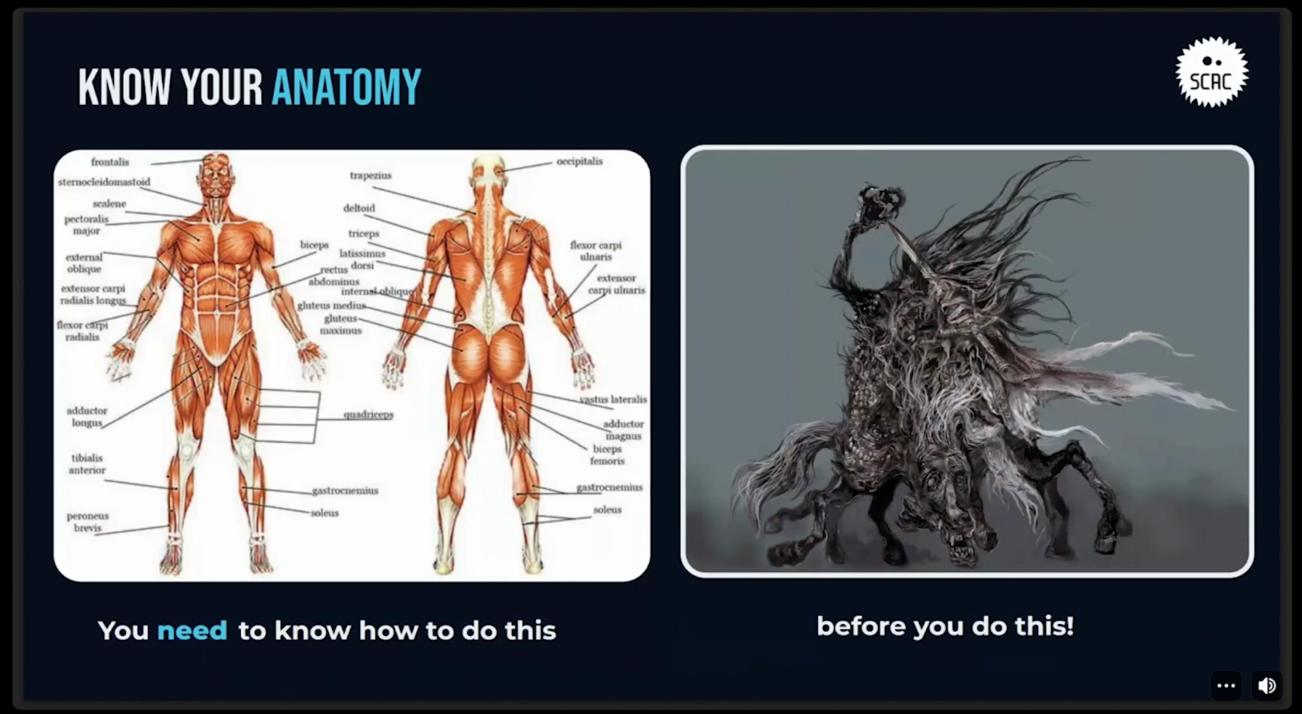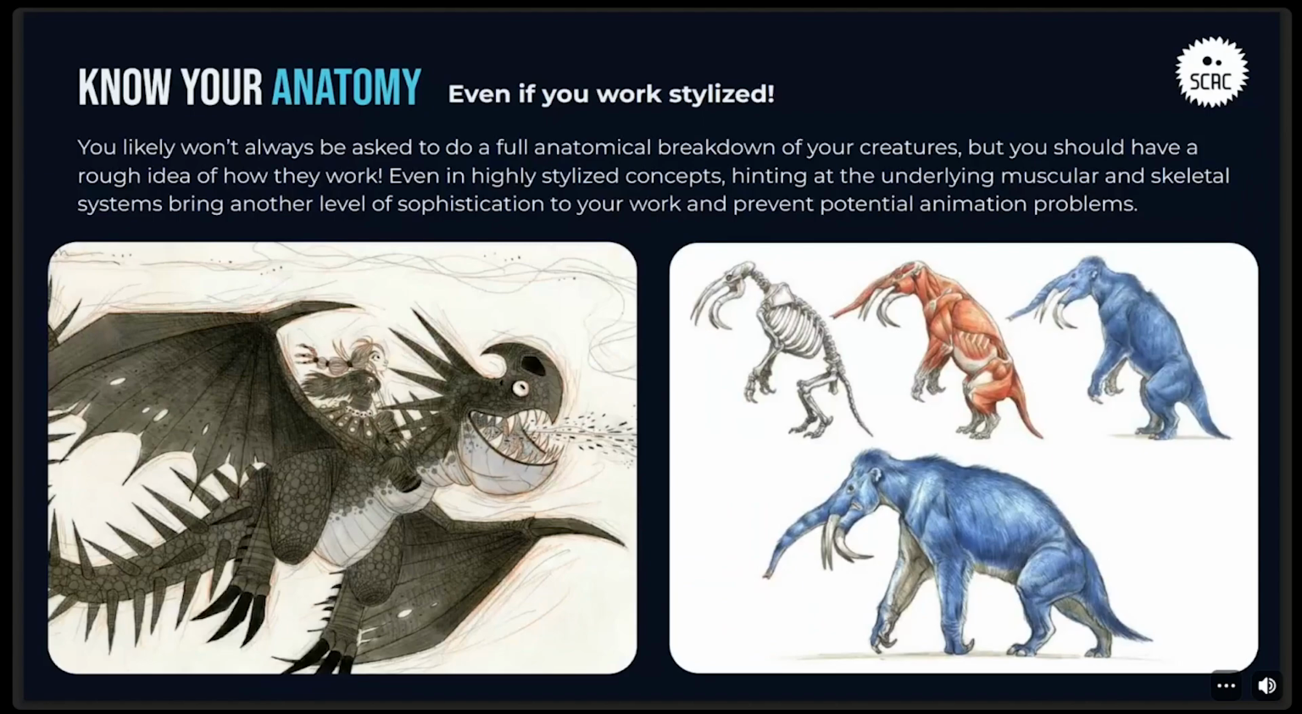You don't need to know every name of every muscle or bone, but you should have a rough idea of how they work, and you should definitely know where they go. Because it's really important to know how to draw the human body accurately before you create a horrifying monstrosity that is purposefully wrong. SCAD tells you this all the time. You need to know the rules before you break them. And it's annoying, but it's true. So the same is very true of creature design. Even if it's stylized, anatomy is super important.